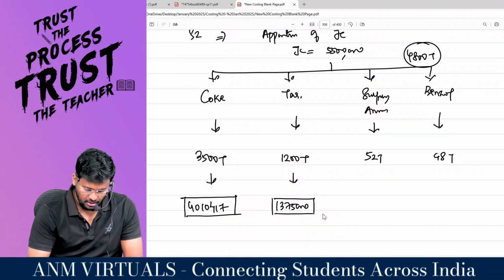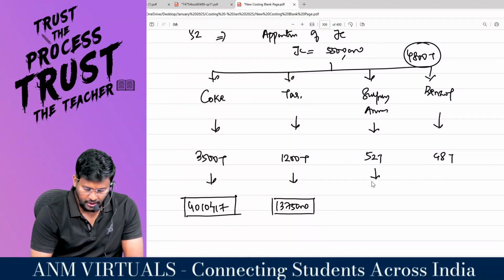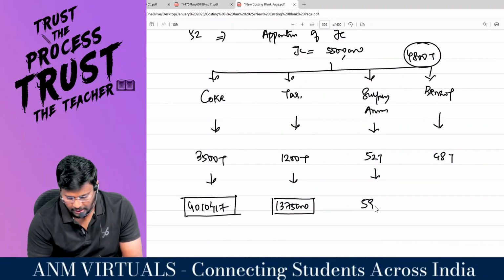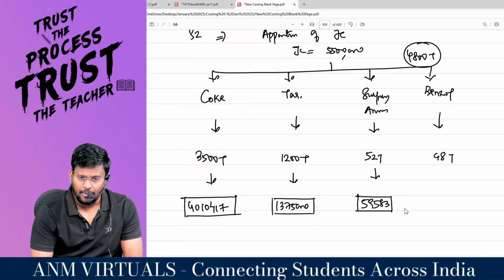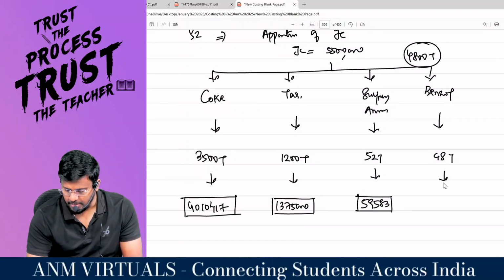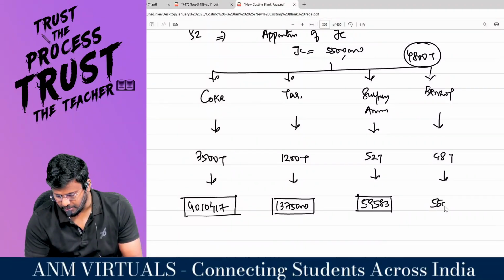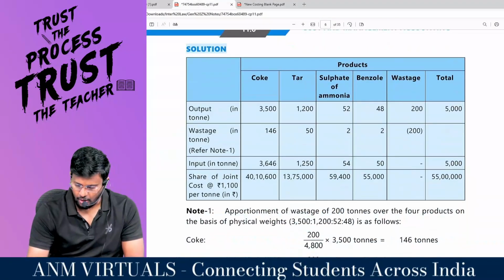Simple. 55 lakhs into 52 divided by 4800 comes to 59,583, which is the apportioned joint cost for the sulfate of ammonia. And very simple, 55 lakhs into 48 divided by 4800 comes to 55,000, which is the apportioned joint cost to the benzol. Look at here.